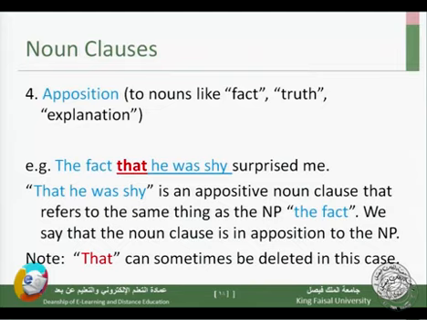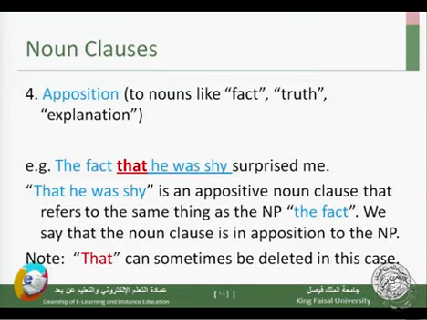We can also have apposition with a noun phrase and a noun clause, as in the example, the fact that he was shy surprised me. The fact is a noun phrase, that he was shy is a noun clause. It is a that clause, one of the types of noun clauses, and they both refer to the same thing. They are the fact and that he was shy. These are two things, one phrase and one clause that refer to the same thing. Okay, so the fact that he was shy is the fact. So we're talking about the same thing here.